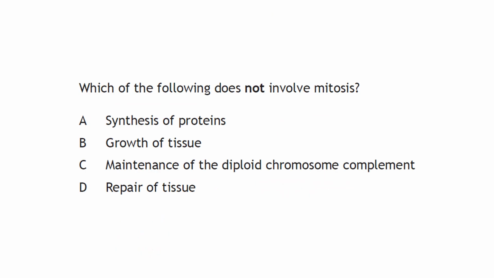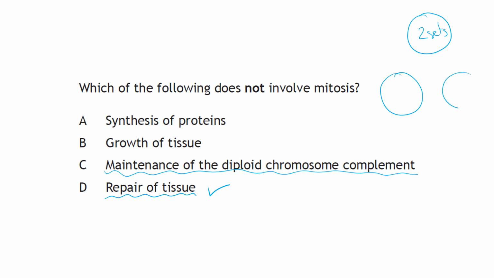Okay, which of the following does not involve mitosis? All right. So if we go through this one by one, right? Repair of tissue. Would I need to make new cells? Yes, I would. All right. Maintenance of the diploid chromosome complement. So see our cell right at the very start, if that has 2 sets of chromosomes, would my 2 daughter cells both have 2 sets? Yes, because they would be genetically identical. So yes, right? Growth of tissue. If I was growing tissue, would I need more cells? Yes. Protein synthesis has nothing to do with mitosis.